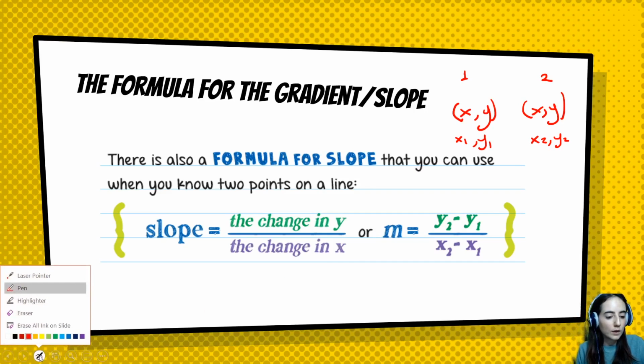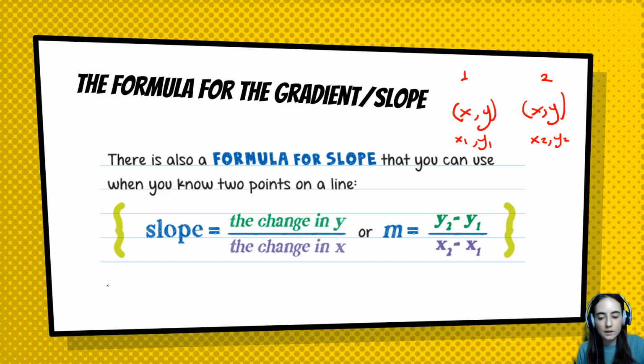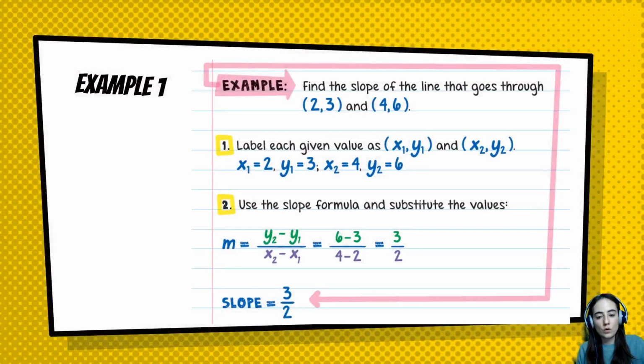Before we move forward, let me just change the color of our pen to blue. In this next slide, we're going to look at how we implement this formula. Example number 1: find the slope of the line that goes through (2, 3), meaning this is our x value and this is our y value, and (4, 6). This is our x and this is our y. Always x first, y second. Label each given value as x1, y1, x2, y2. Therefore, x1 is 2, y1 is 3, x2 is 4, y2 is 6.